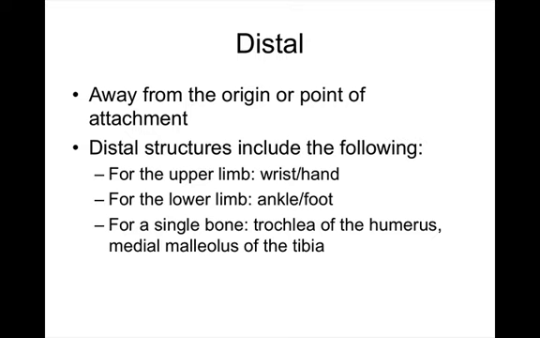So we can do the same thing with the upper limb, lower limb, and also a single bone. For the upper limb, the distal aspect of the entire upper limb is the wrist and the hand. For the lower limb, that consists of the ankle and the foot. And for a single bone, you could talk about the trochlea of the humerus, which is the most distal aspect of the humerus, where it links up with the ulna, and this is basically at the elbow joint. Or you could talk about the medial malleolus of the tibia. Within your shoe, or if you have your shoes off currently, you can feel a bulge on the medial aspect of your ankle, so that's considered on the same side as your big toe. That's the medial malleolus.